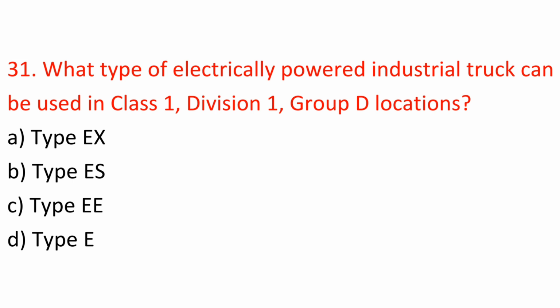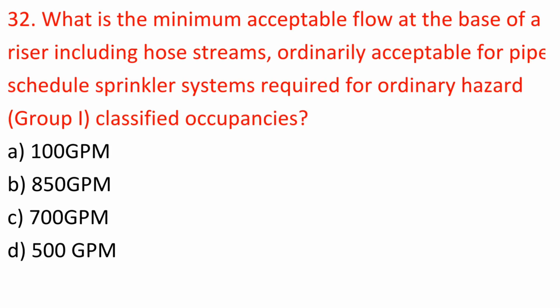Question 31. What type of electrically powered industrial truck can be used in Class 1, Division 1, Group D locations? A. Type X. B. Type S. C. Type E. D. Type E. Answer. A. Type X.